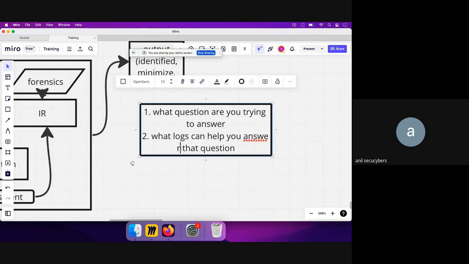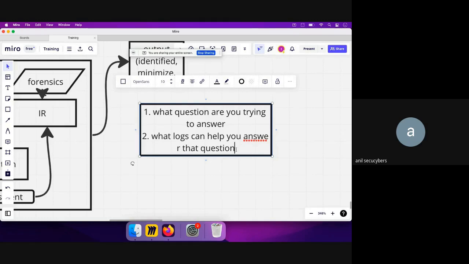So, let's say Windows Chrome history. Let's say the laptop has the Chrome browser and the Microsoft browser. We need to know where those logs are present in the hard drive. What's the specific path? And if there's a specific path, let's say a database, we need to know how to parse the database. So this is the second question that you need to answer: what logs can help you answer that question?